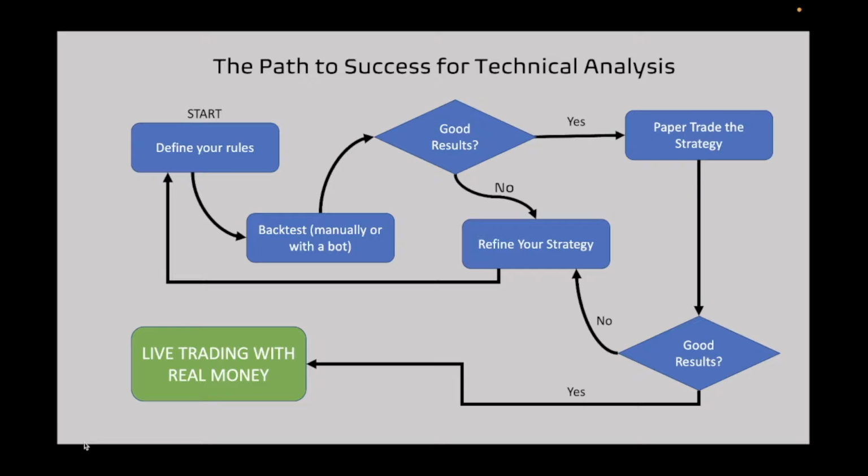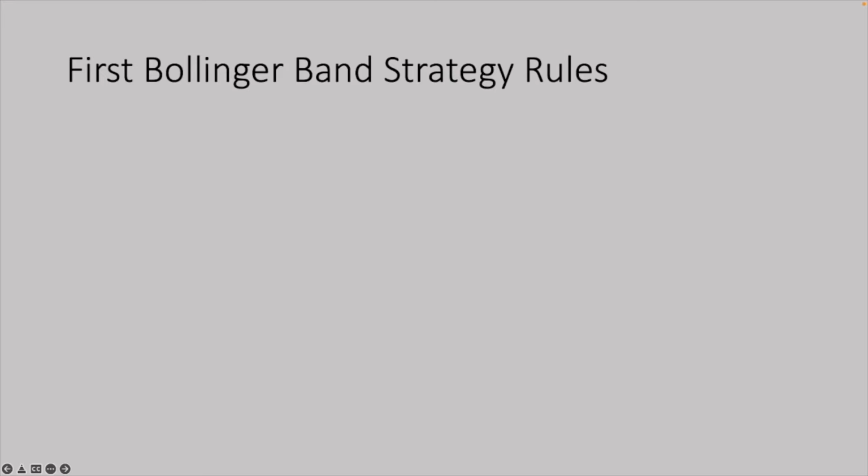If you did get good results, then you're going to move on to paper trading the strategy. And then you're going to see if you get good results there. If you don't, move back to refining your strategy and enter that loop again. But if you do get good results, then now it's time to live trade with real money.